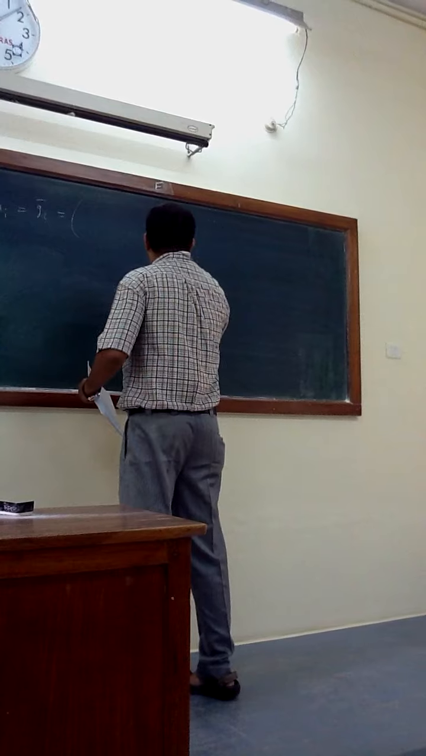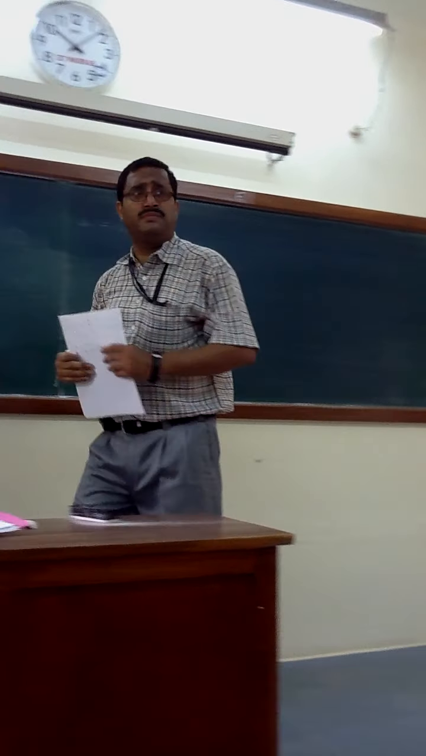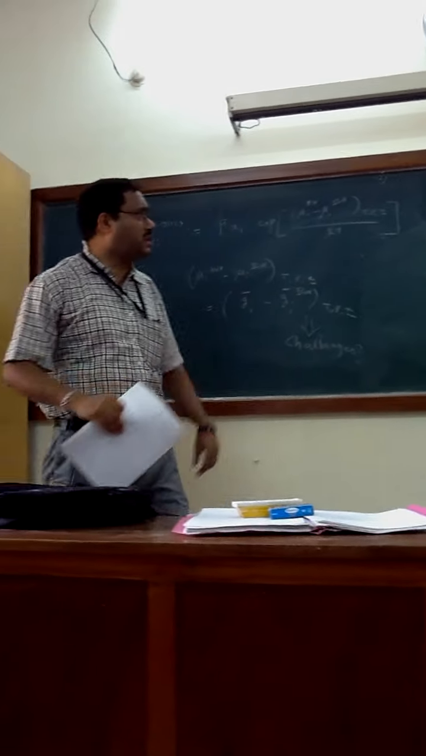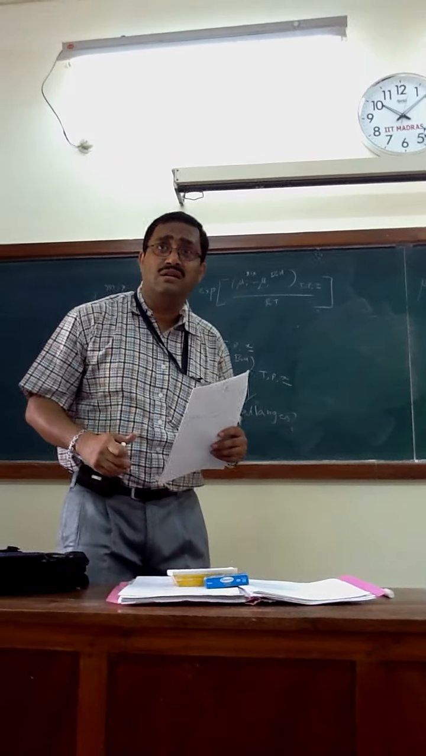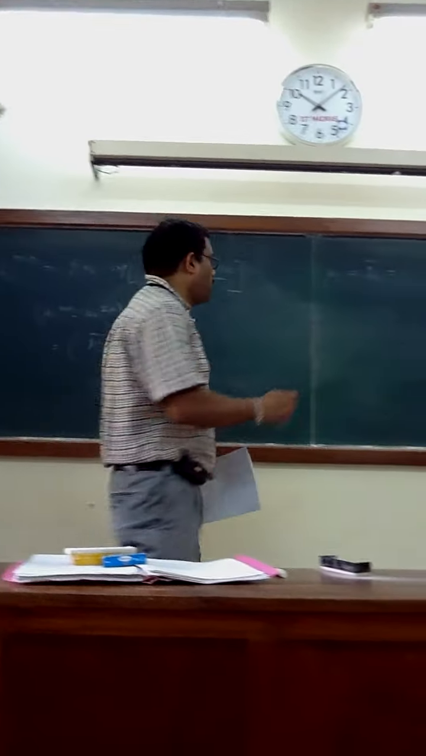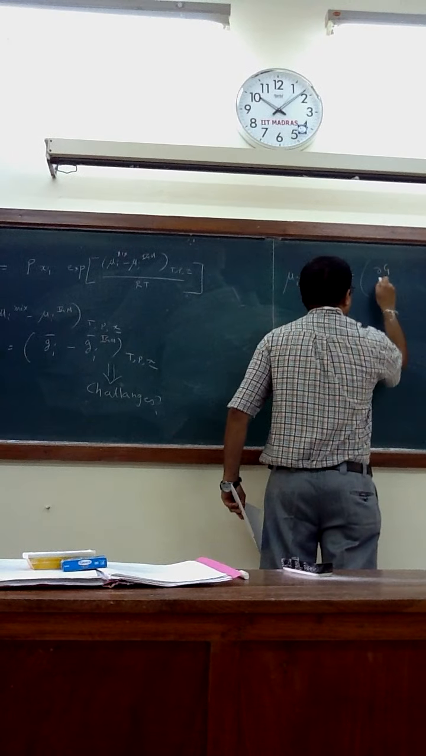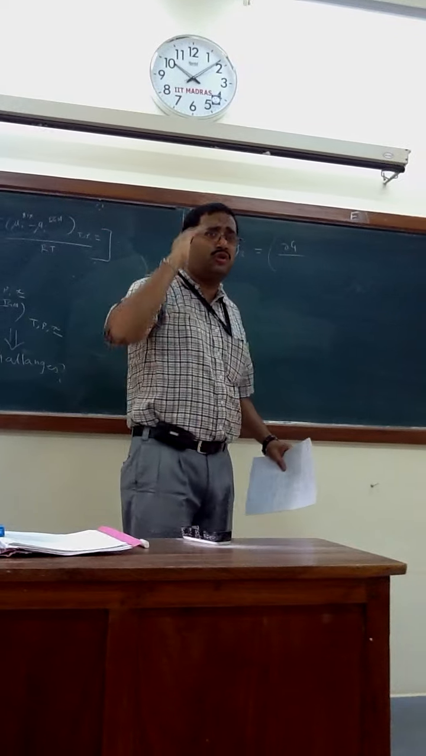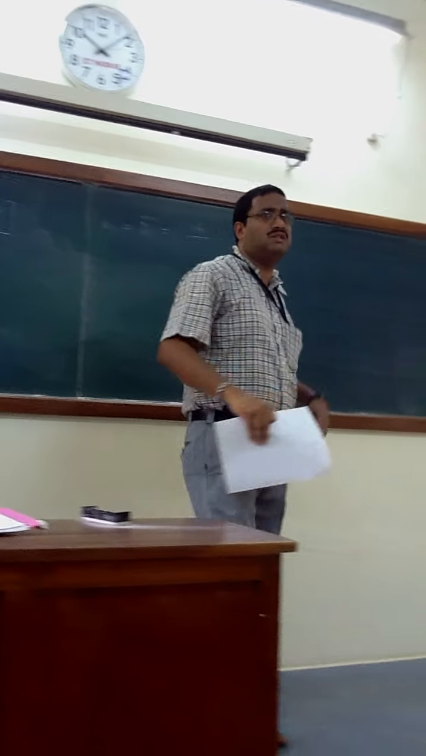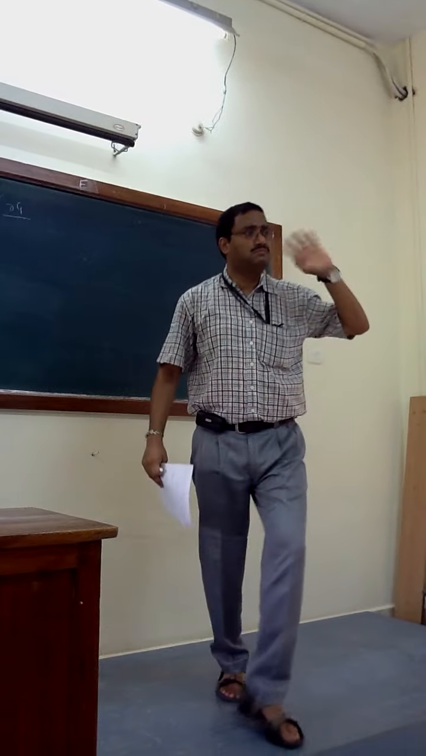If I say Gi bar, define it. Don't complicate it. Gi bar is dou capital G by dou ni. Are you sure what we're talking about? You are not sure. Anybody else? Any hand please?